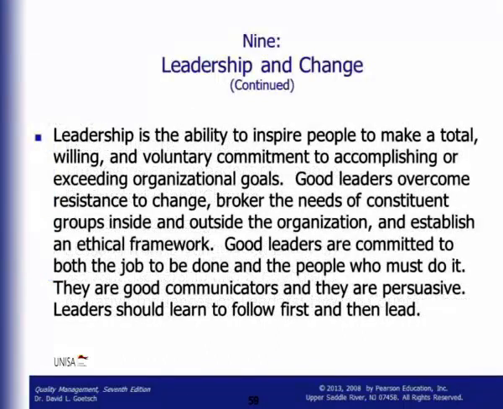Leadership is the ability to inspire people to make a total, willing, and voluntary commitment to accomplishing or exceeding organizational goals. Good leaders overcome resistance to change, broker the needs for constituent groups inside and outside the organization, and establish an ethical framework. Good leaders are committed to both the job to be done and the people who must do it. They are good communicators and they are persuasive. Leaders should learn to follow first and then lead.